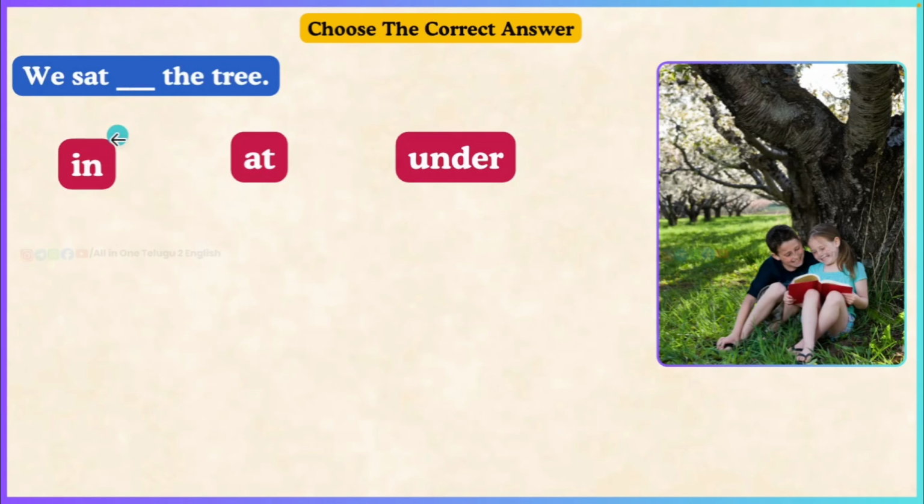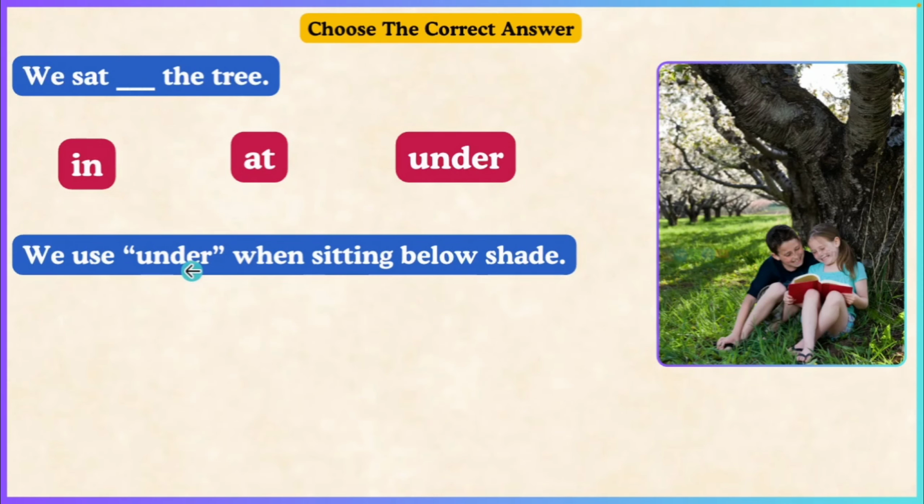We sat in the tree. We sat at the tree. We sat under the tree. We use under when sitting below shade. We sat under the tree.